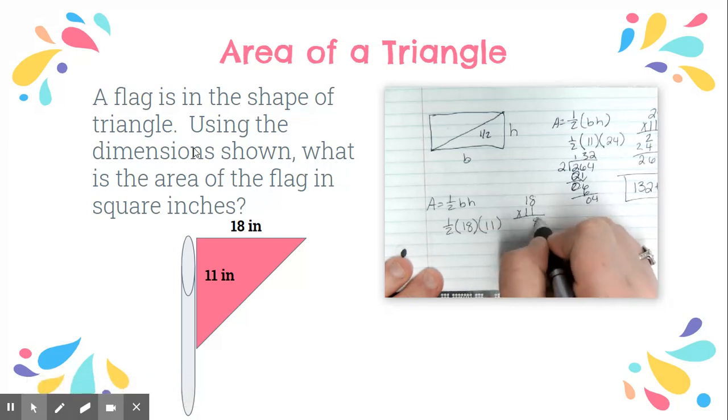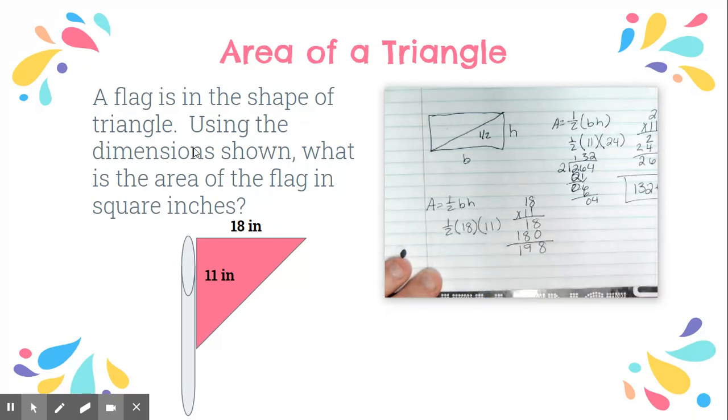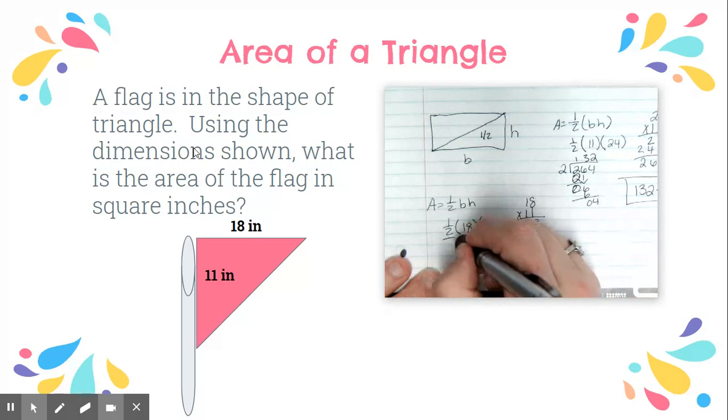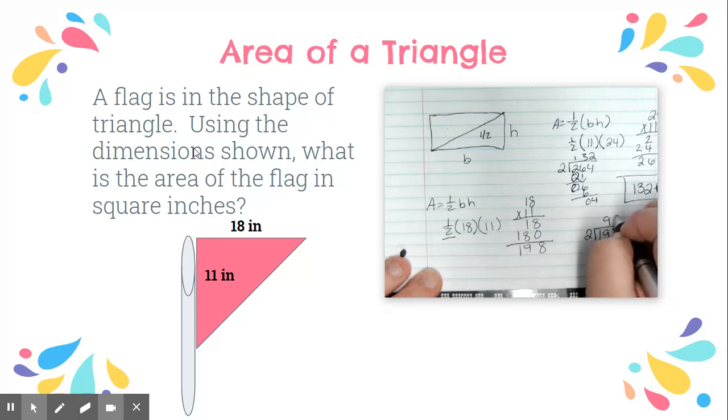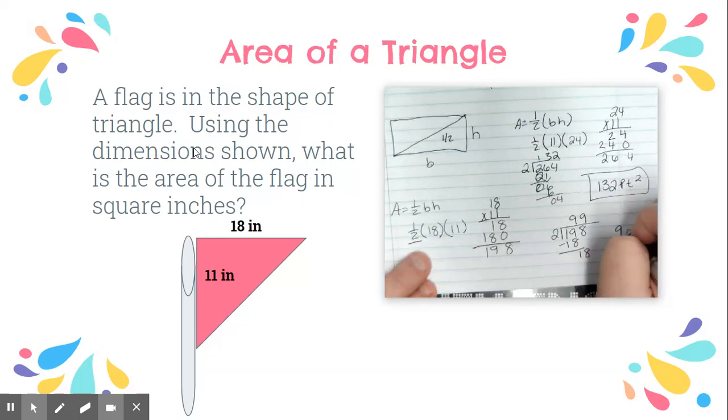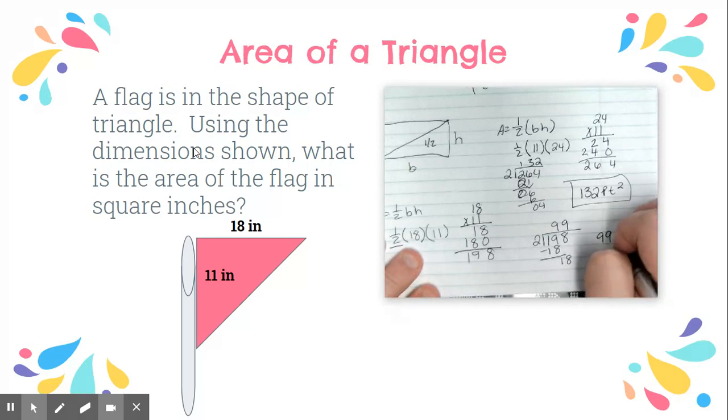8 times 1 is 8. 1 times 1 is 1. Same thing here, 8 and 1. 8, 9, 1. Okay, and then I need to divide it in half. So 2 goes into 198. 2 can't go into 1, so 2 goes into 19 9 times, because 9 times 2 is 18. And then the same thing, 2 goes into 18 9 times. So my answer is 99 inches squared.